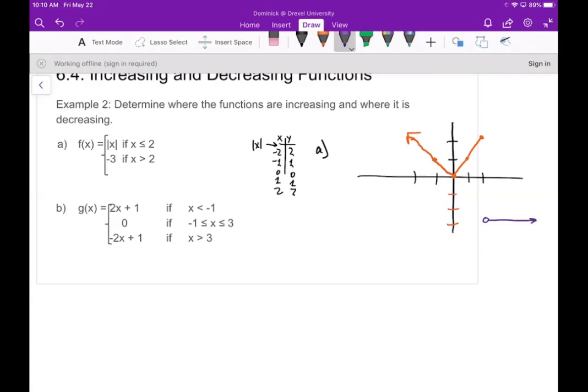So it looks like we now have 3 pieces of this. We're now decreasing when x is less than 0. We're increasing when x is between 0 and 2. And we're constant for x greater than 2. All right, and again, you could put these in interval notation, but we'll just leave it as that.